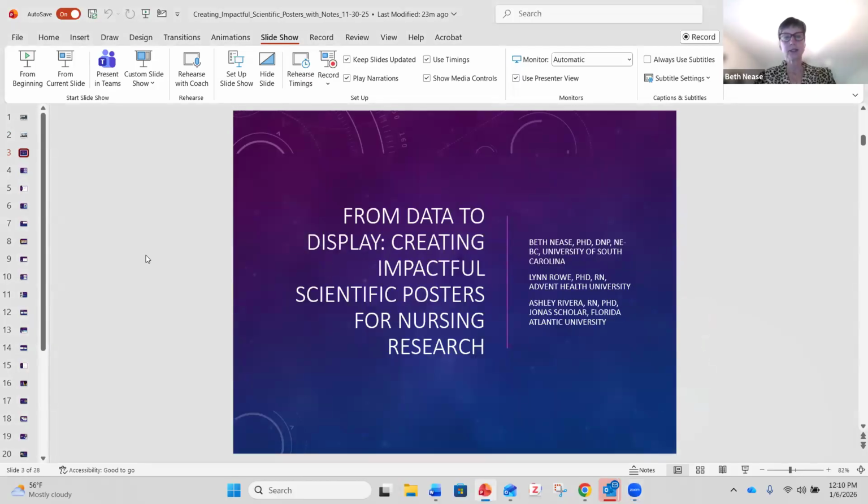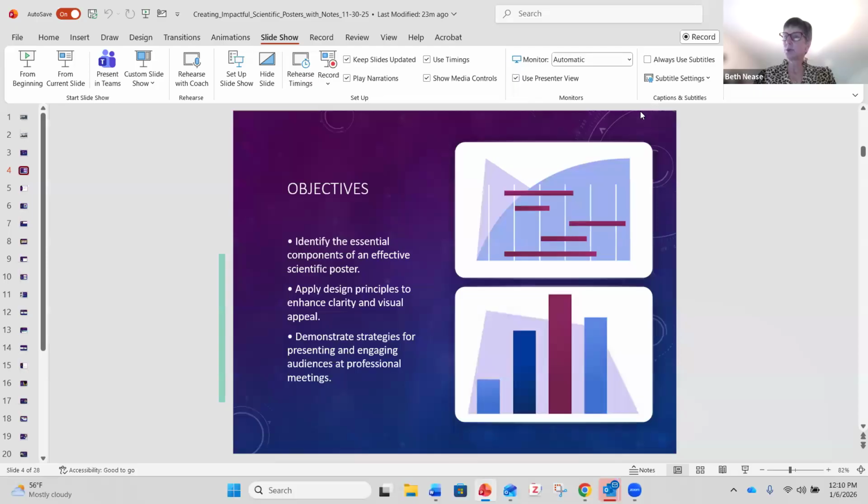Our presentation today is again going to be about how to go from data to impactful scientific posters for research. And our goal is to guide you through the essential components of design strategies for confidently sharing your research at the professional meeting. So by the end of this presentation, we're hoping that you'll be able to feel confident in making a scientific poster, be able to apply visual design principles that make your message clear and engaging, as well as use strategies to connect with your audience when you are presenting at the conference.